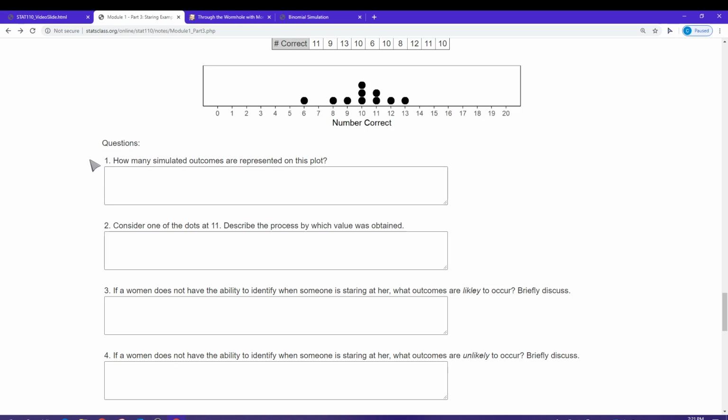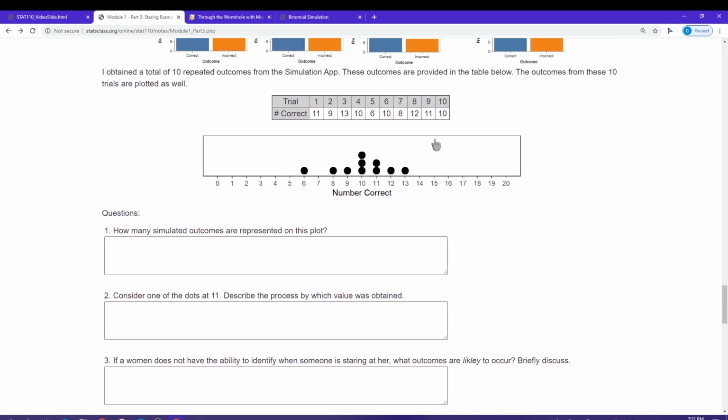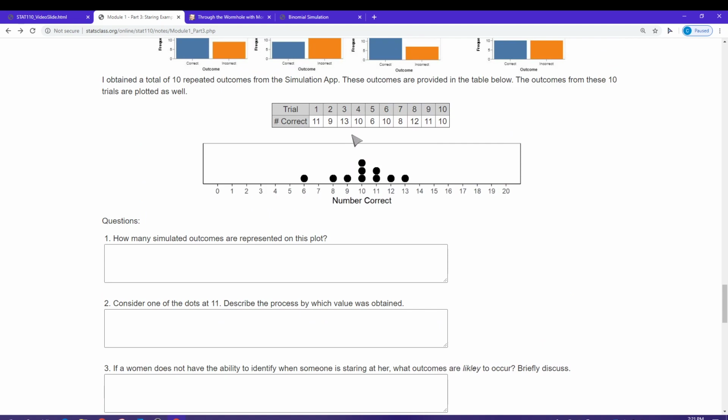Okay, so how many simulated outcomes are represented in this plot? Well, there's going to be 10 of those. I have 10 dots on that plot. So let's consider one of the dots here. Let's consider one of the dots at 11 here.